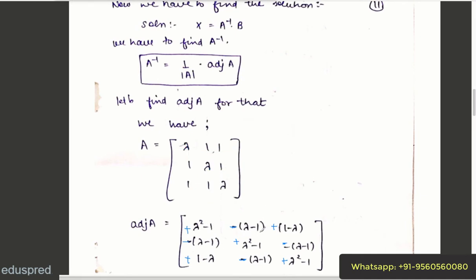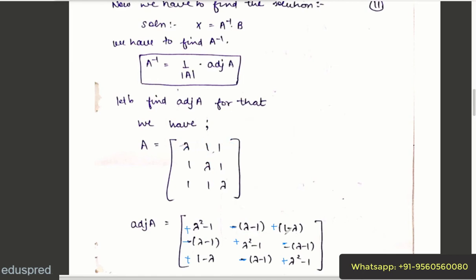Now let's try and find this element. This element belongs to this line and this line. So we will eliminate this line and this line, and we will multiply, that is 1 multiplied by lambda, that is lambda, minus 1, that is lambda minus 1, and we have already minus in front of it.